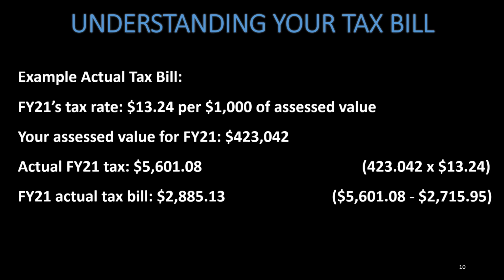If you recall from the previous slide, that value was $2,715.95. The actual tax bill in January would reflect a bill of $2,885.13, calculated at that $5,601.08, subtracting the $2,715.95.